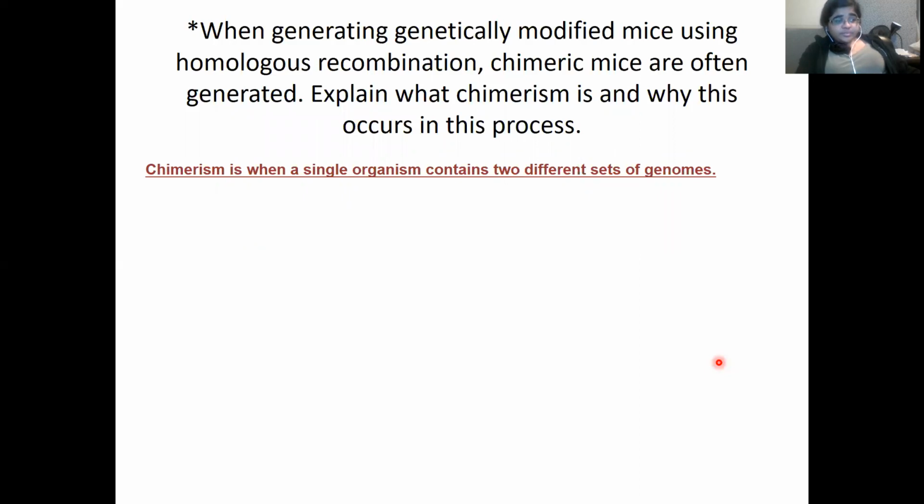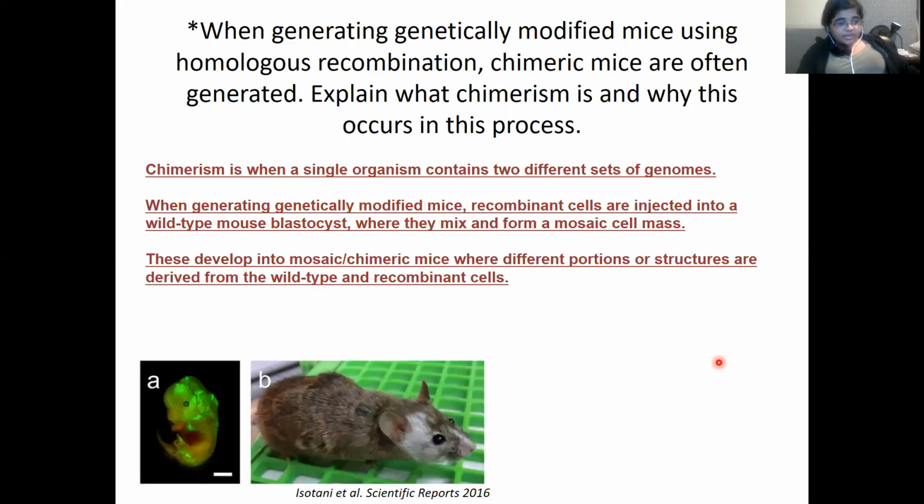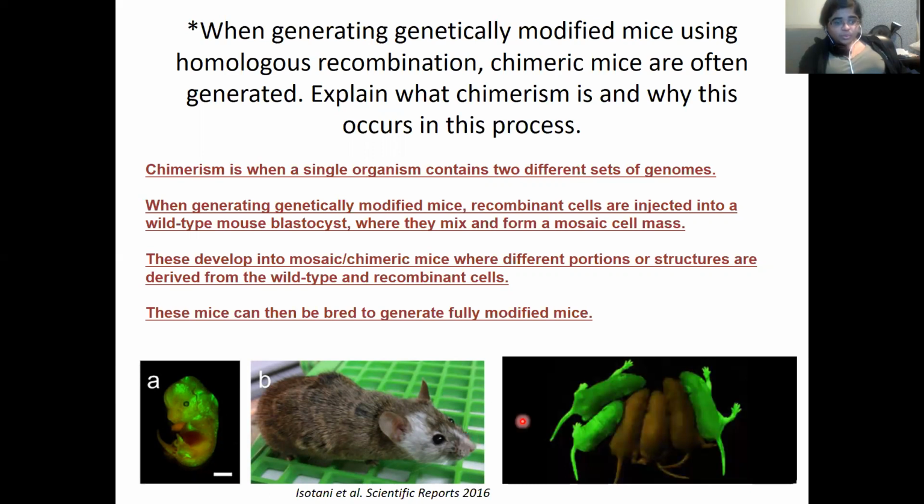Chimerism is when a single organism contains two different sets of genomes. When generating genetically modified mice, recombinant cells are injected into wild type mice blastocysts, where they mix and form a mosaic cell mass. So essentially, when we have these, you see how the differences come in. Ooh, whoa, we have green mice happening.